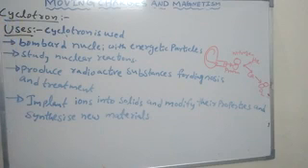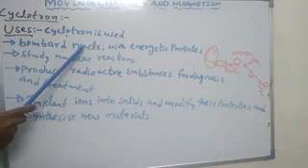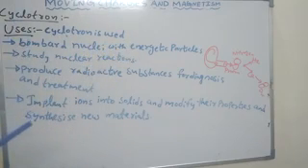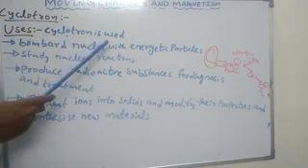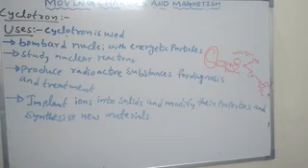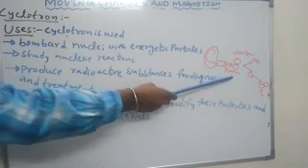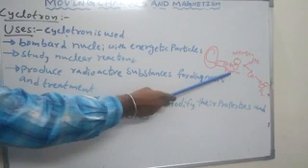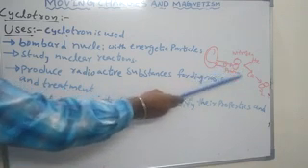Okay, what are the uses of cyclotron? Cyclotron is used to bombard nuclei with energetic particles. Suppose we take this as a cyclotron machine, so this proton gets a high energy.